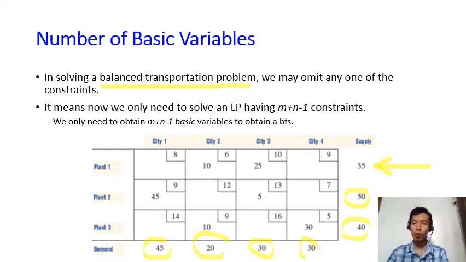Or in other words, we can just omit this constraint here and only consider the m plus n minus 1 constraints. So because we only need to consider m plus n minus 1 constraints, it means that in our basic feasible solution, or BFS, we only need to have m plus n minus 1 basic variables.